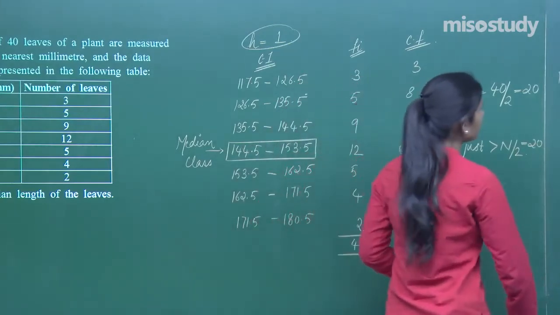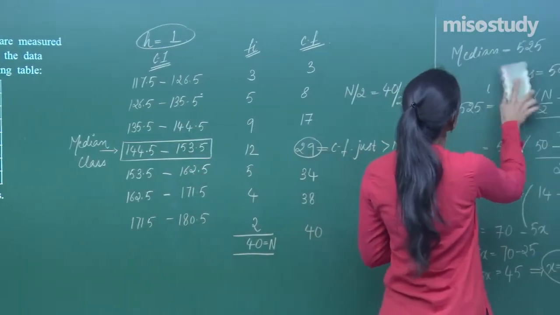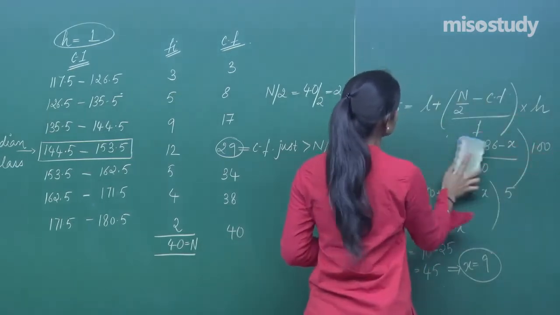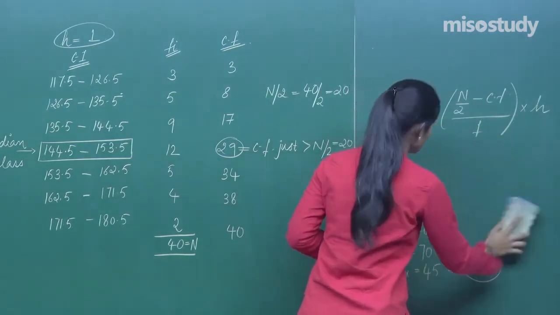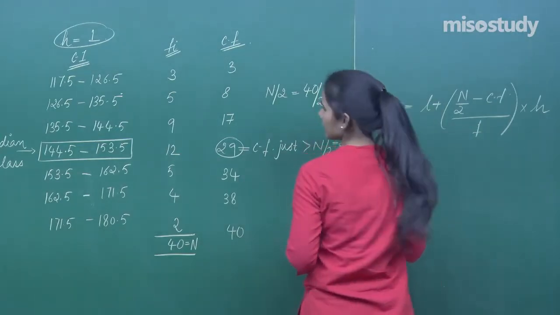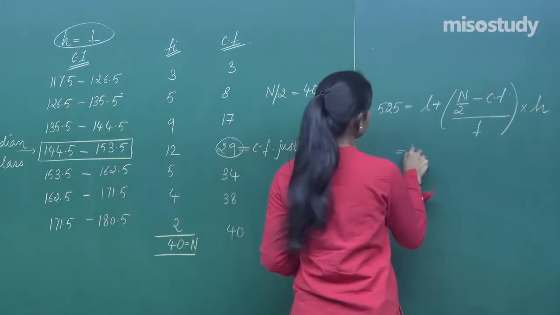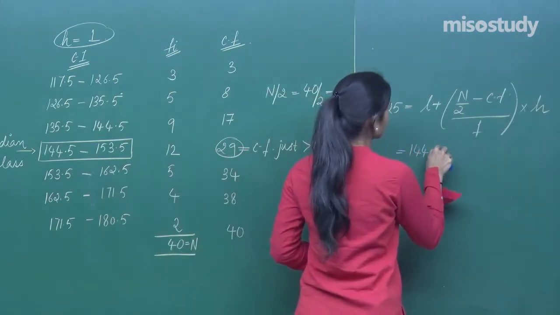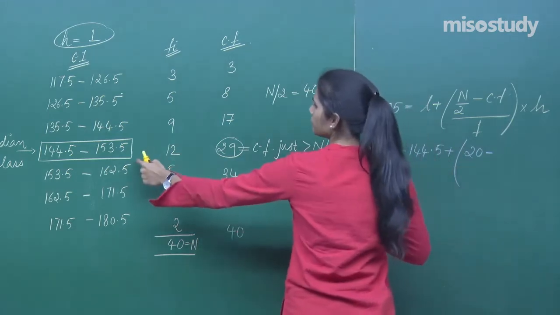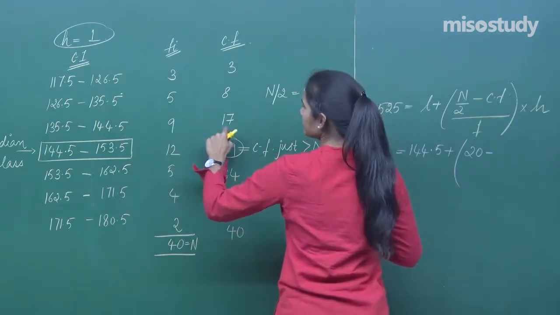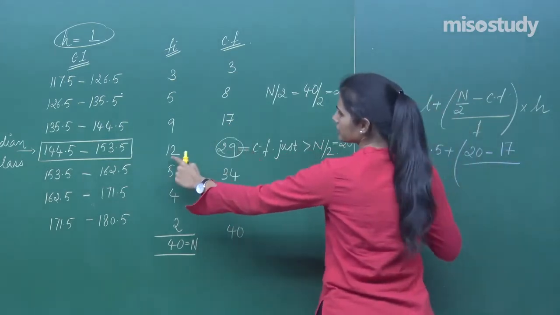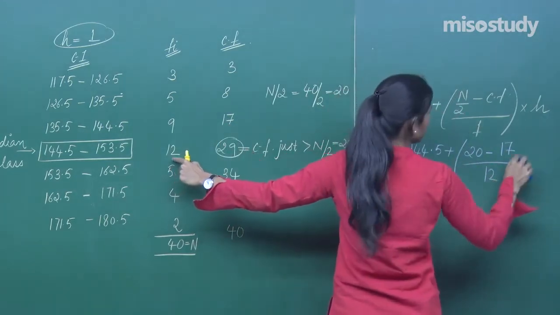Now that I have everything with me, I will be using this formula. I will be very comfortably using this formula because my class intervals are continuous now. So, same formula I will be using. What is the lower limit of the median class? It is 144.5. N by 2 is 20. CF stands for the cumulative frequency of the class preceding the median class. So, this is 17. Small f is the frequency of the median class, which is 12.